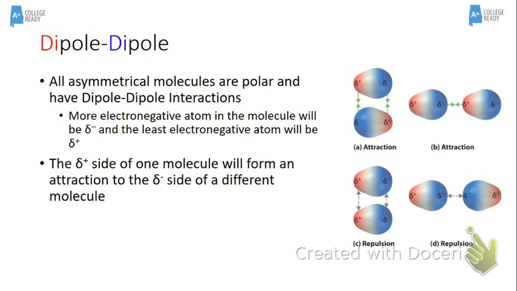So the next thing is dipole-dipole forces. Now remember, our asymmetrical molecules have dipole forces, where the entire molecule is polar. One side is going to be partially positive, and the other side is going to be partially negative. The more electronegative side will be negative, and the side that's not as electronegative is going to be slightly positive. These molecules are going to orient themselves, which will allow them to interact with each other.